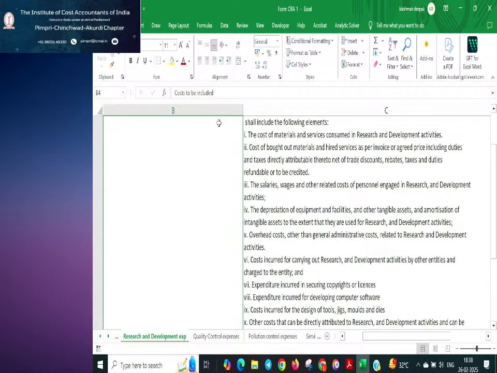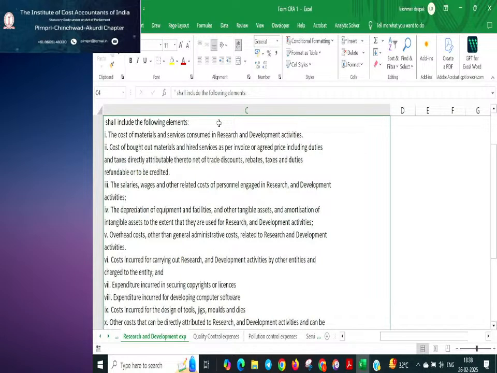Then comes what are all the things that need to be included in the cost. First one is cost of materials and services consumed in R&D activities, cost of bought out materials and hired services. If you are buying something for that, then the invoices will be taken into consideration, the agreed price, invoice value. Salaries, wages and other related cost of personnel who are engaged in research and development. Then you also have equipment and facilities and other tangible assets which you will be using in your R&D site, so the depreciation of those things will also be included.